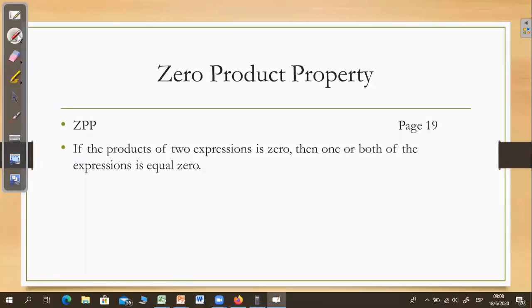That's on page 19 of your book, and the zero product property says the following. The ZPP tells you that if the product of two expressions is equal to 0, then one or the other, or both of the expressions, are equal to 0. So what does it mean? Look, for example, suppose that you have 2 times something you don't know equal to 0. What's the value that goes in here? It must be 0. I agree with you.